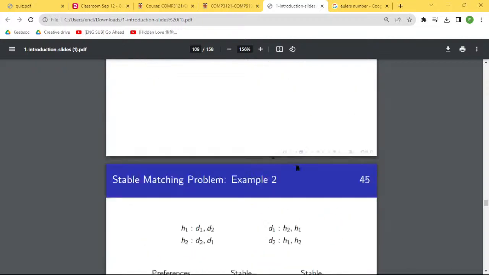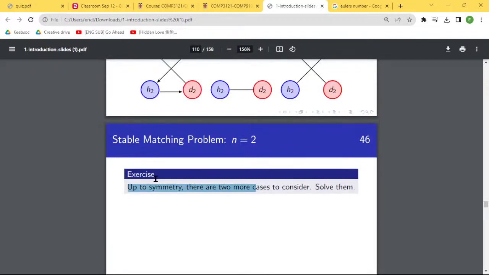What do you mean up to symmetry? There are more cases to consider. Solve them. Up to symmetry. What does that mean?